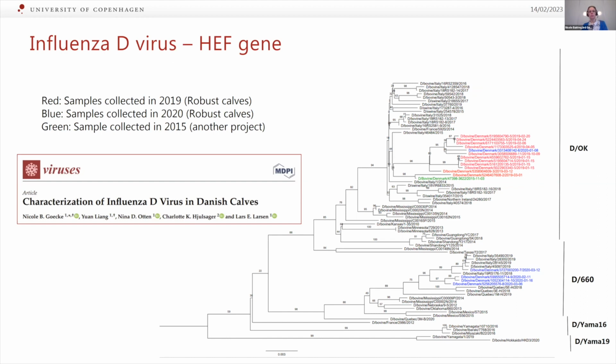Furthermore, we also sequenced an older sample that had been collected in 2015, but this sample was first recently analyzed for influenza D. But the finding of influenza D in this sample could indicate that this virus actually has been present in the Danish calf for several years.